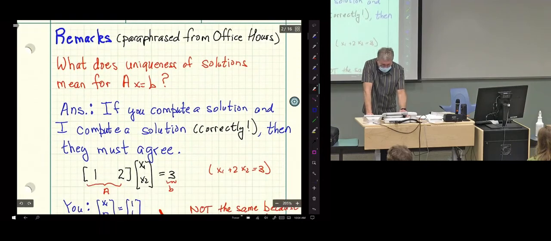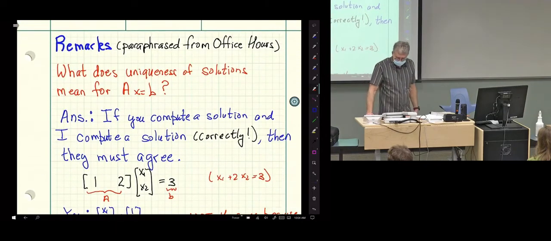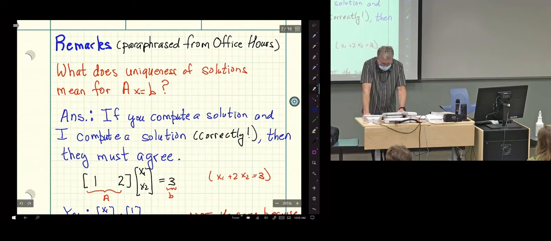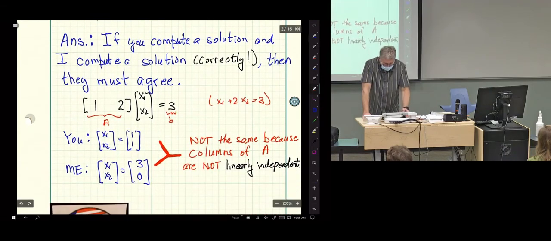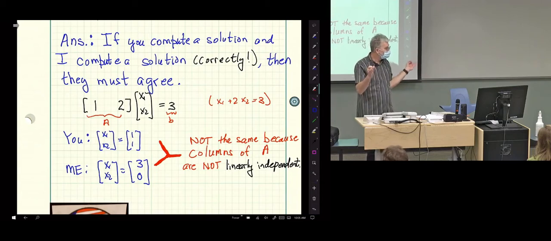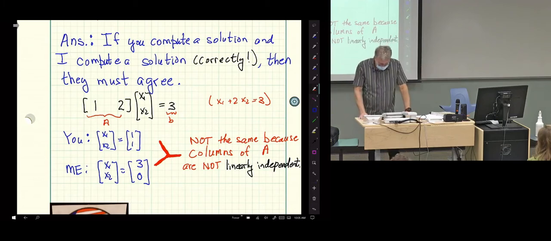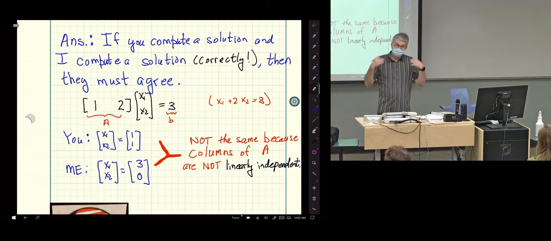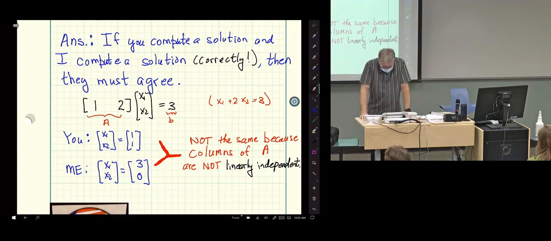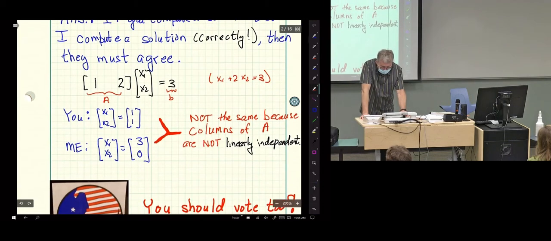Now, these following remarks are paraphrased from questions posed in office hours. It wasn't posed exactly like this, but what does uniqueness of solutions mean for a system of linear equations? Bottom line, it means if 2 different people compute a solution, they have to agree. That's what uniqueness means. So I'll make the two people me versus you. I compute a solution, you compute a solution, and we both do it correctly, then they have to agree.